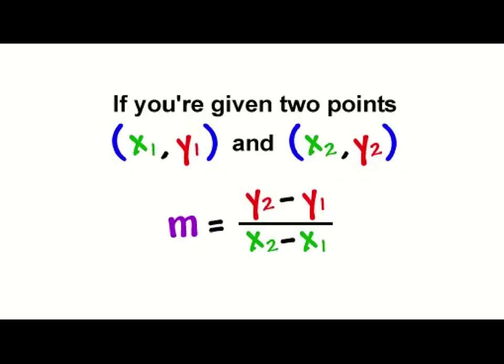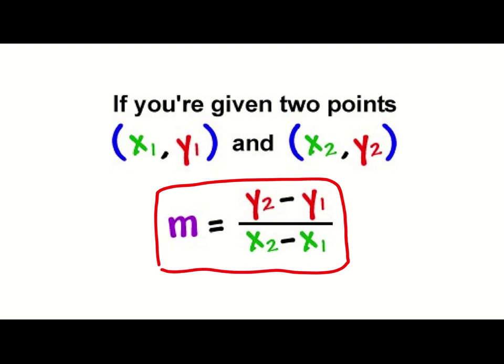So the key thing to know is that if you're given 2 points, such as (x1, y1) and (x2, y2), then the slope m of your line is equal to (y2 minus y1) over (x2 minus x1). Now, rather than remember this long formula, I find it best to just remember that slope is the same thing as y over x. So I'm going to subtract my y values and divide that by my x values also subtracted. So let's take a look at a couple examples.